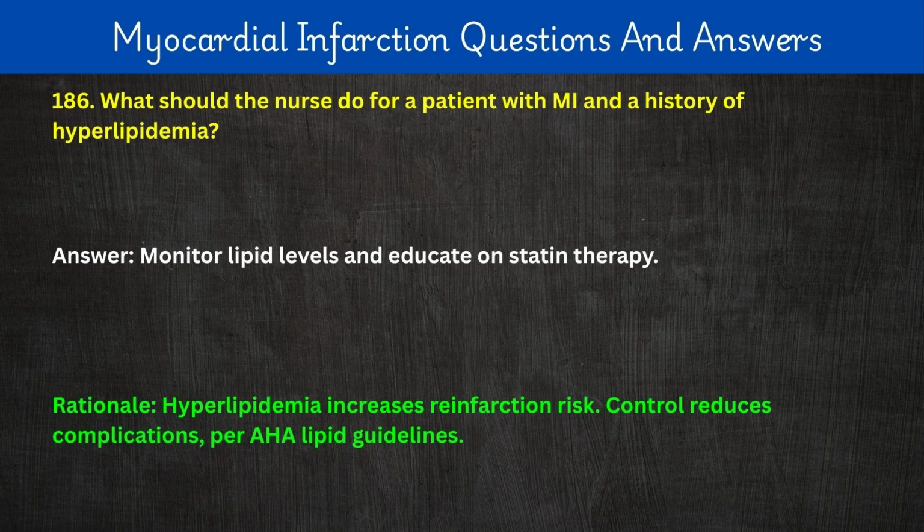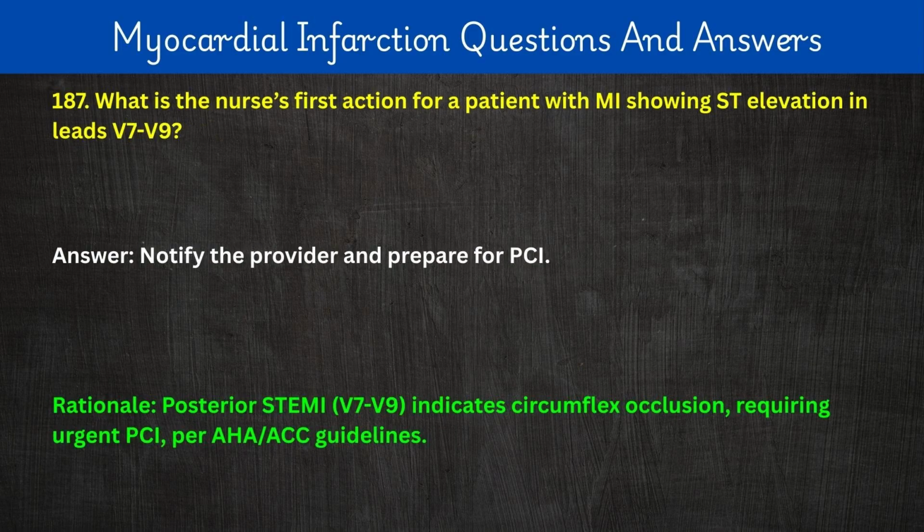186. What should the nurse do for a patient with MI and a history of hyperlipidemia? Answer: monitor lipid levels and educate on statin therapy. Rationale: hyperlipidemia increases reinfarction risk. Control reduces complications per AHA lipid guidelines.